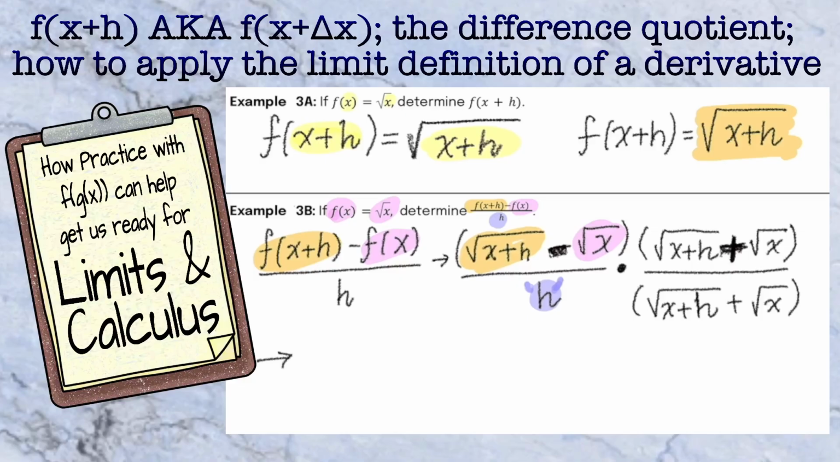So let's continue. In my numerator, I'm going to have radical x plus h times radical x plus h. That's going to leave me really with radical x plus h times itself, so squared. So that's going to leave me with, no radical, I'm sorry. That's going to leave me with x plus h.